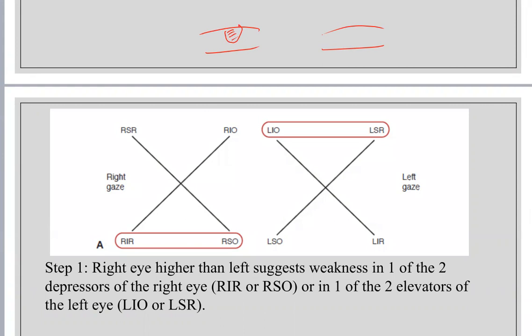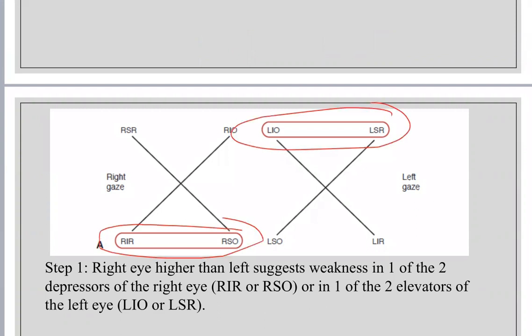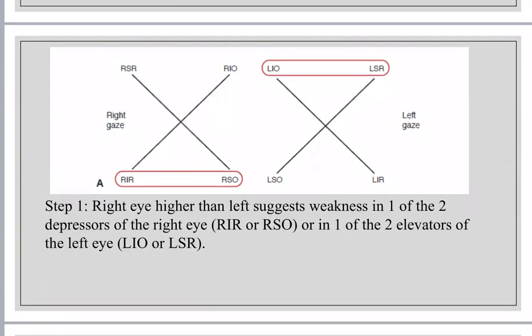Okay, and the left eye will be normal like that. Where is the problem? The problem is either in the inferiors of the right eye, because it is hyperdeviated, or the superiors of the left eye. So here I'm outlining the problem. The problem is here or here. So either I have a problem in the right inferior rectus, right superior oblique, or I have a problem in the left inferior oblique or the left superior rectus. This is the first step, to outline the 4 muscles.